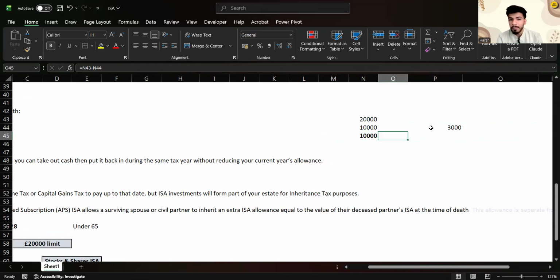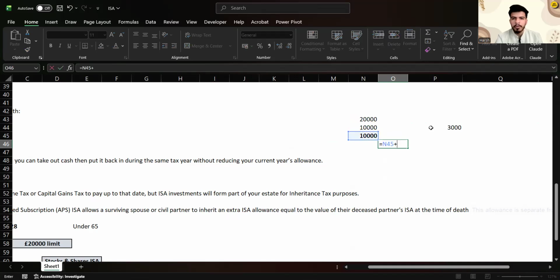But in a flexible ISA, when you sell your shares, your current year allowance again goes to 13,000. You can still invest 13,000 instead of 10,000, right?